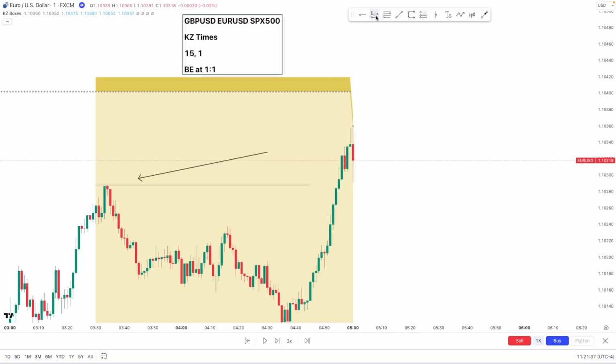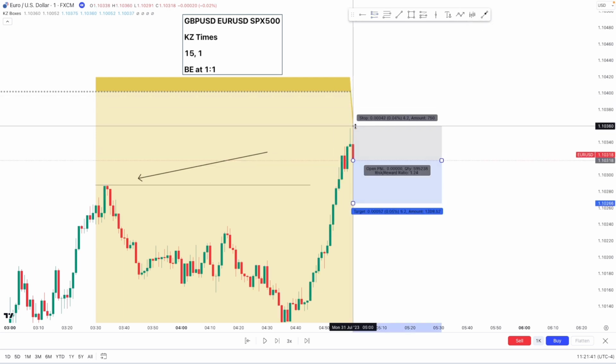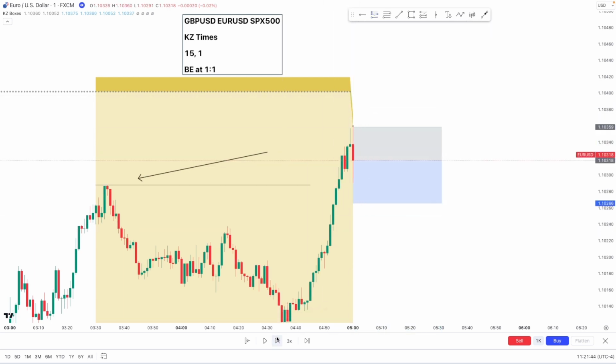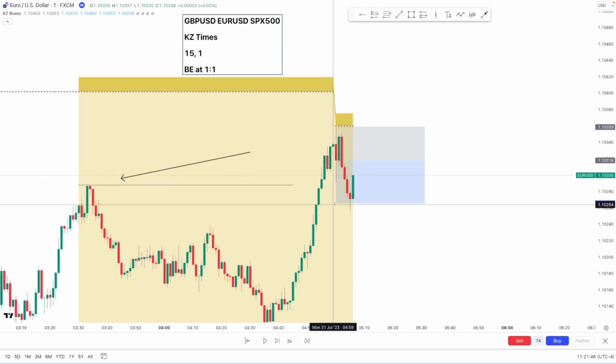A bearish engulfment candle formed right over here. This engulfs the previous candle, the body of the previous candle. Get into your trade right over here, and 1-to-1 risk to reward. Move your stop loss to break even. There you go, 1-to-1 touched.